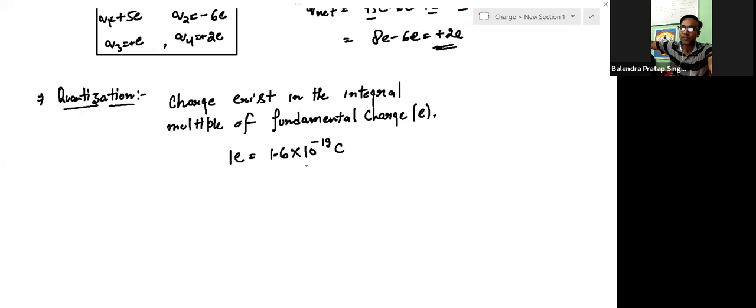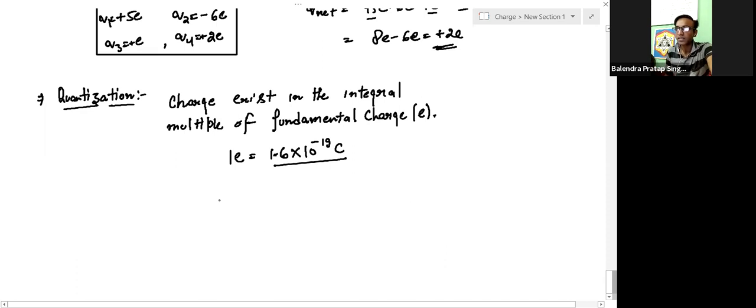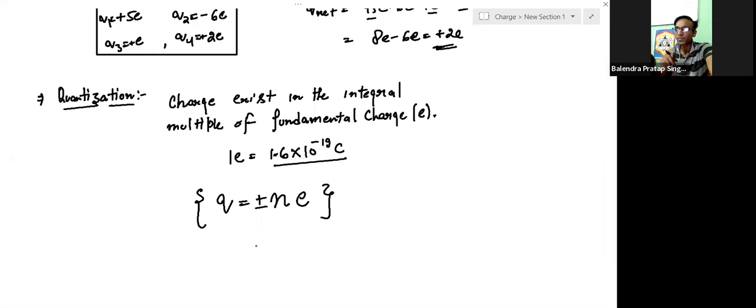So in this case, floors are quantized. Or if you talk about steps, stairs: first step, second step, third step, fourth step. So this e is a fundamental charge, and we always talk about charge as an integral multiple of this fundamental charge, which is ne. As I told you, charge can be positive and negative. So the formula is Q is equal to plus minus ne. This is the important formula. Small numericals can be asked on this formula.